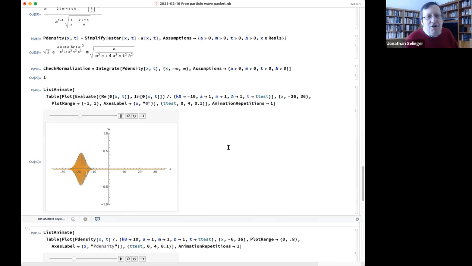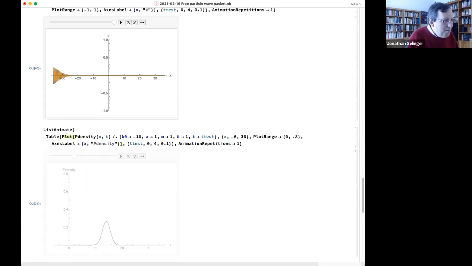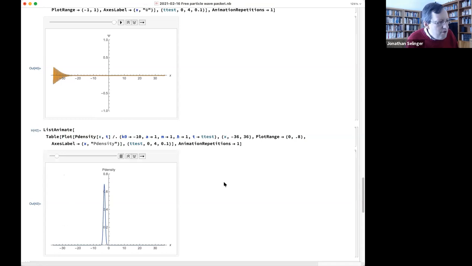Okay, so you can see now the wave packet is going the other way. And here is the corresponding thing for the probability density. Oh wait, that goes off the screen too. If I rescale it, yes, so this is going to be a probability density that moves off to the left instead of to the right.